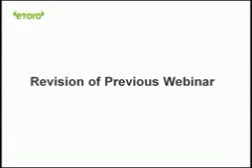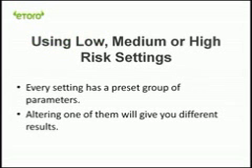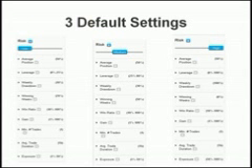Okay, so just the revision of the previous webinar. Right, so using the low, medium or high risk settings. This is when you go into the rankings, and this was the Advanced Guru Finder that was launched a couple months ago, which has allowed some more specific search criteria and different results. Okay, so we looked last time at what all the parameters were and what made up being a low, medium or high risk trader. And changing them around, you see the different outputs and the different results you'll get of the different traders.